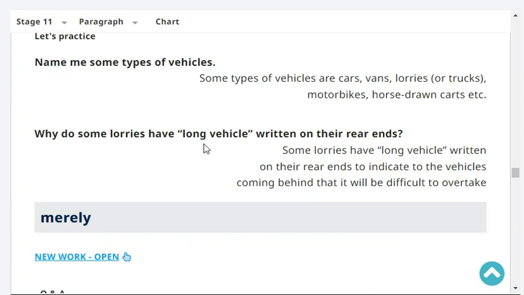Okay. Why do some lorries have long vehicle written on the rear ends?